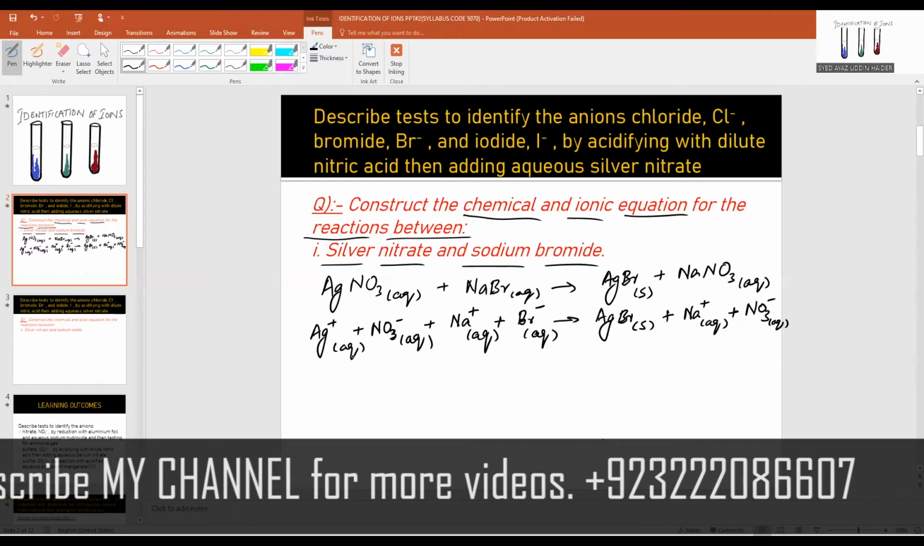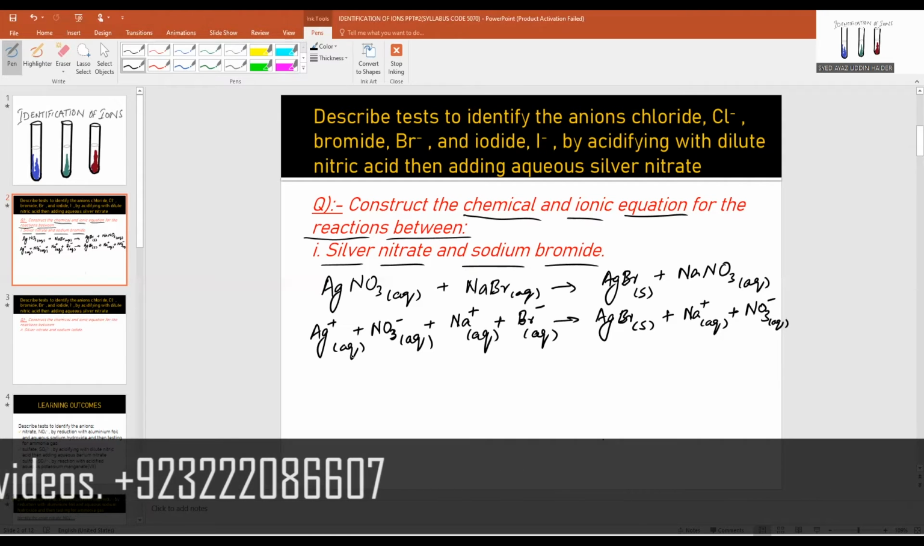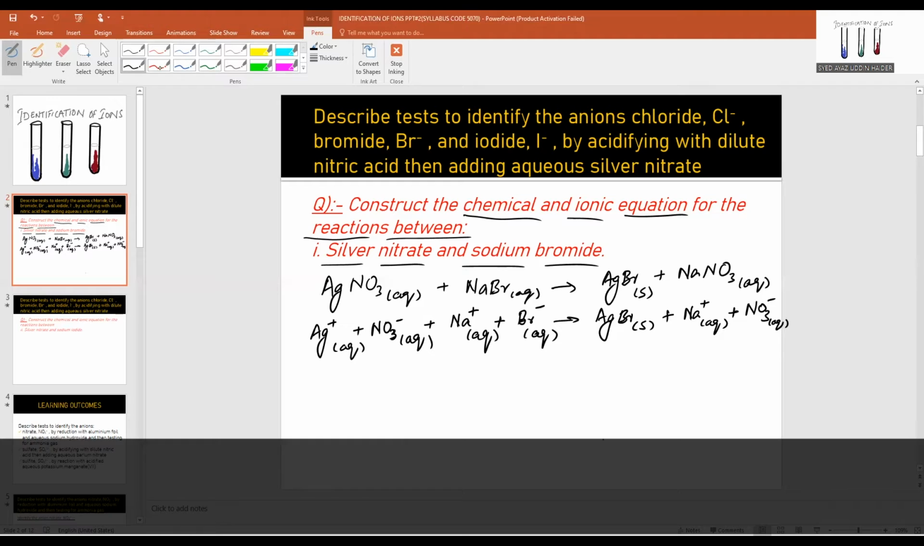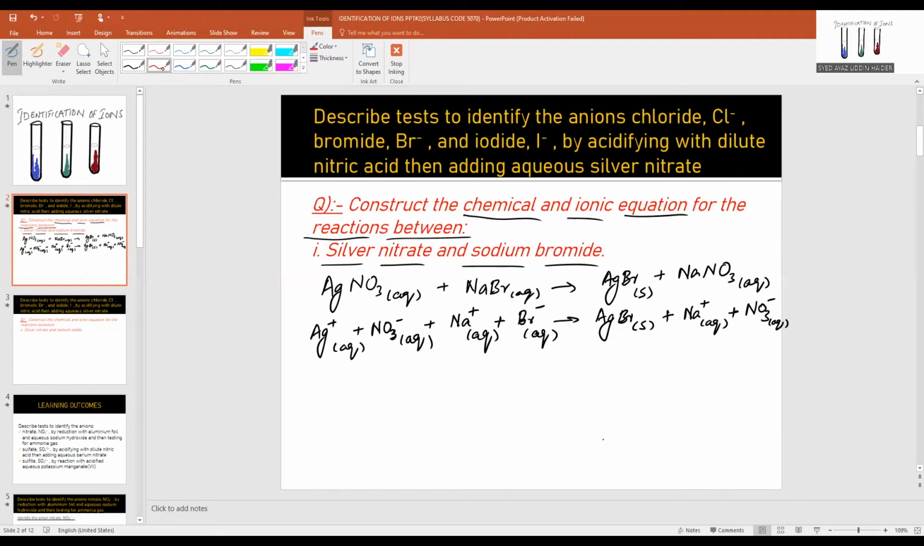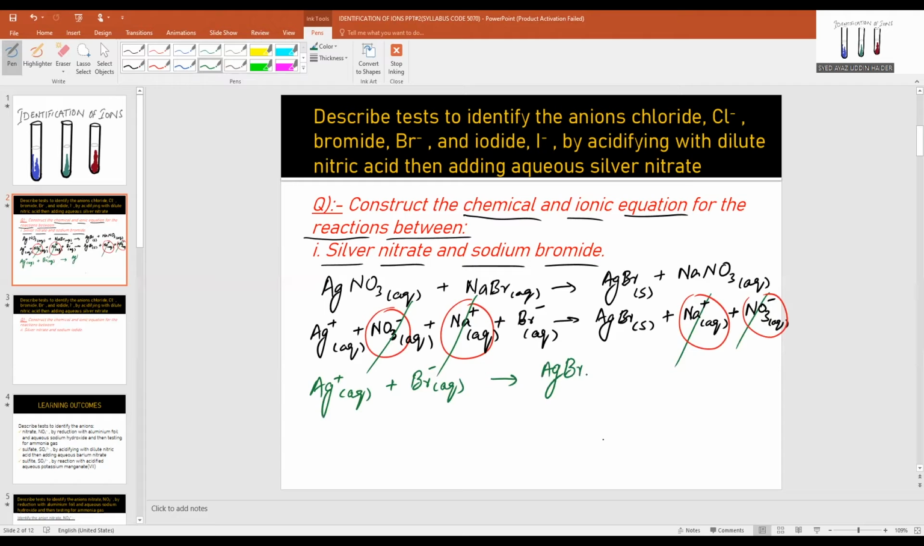The ions which are common, or spectator ions, are cancelled on both sides. Let me show the spectator ions. This is a spectator ion. This is also a spectator ion. So these will be cancelled. And the final ionic equation will be like this: Ag plus aqueous, Br minus aqueous, AgBr solid.